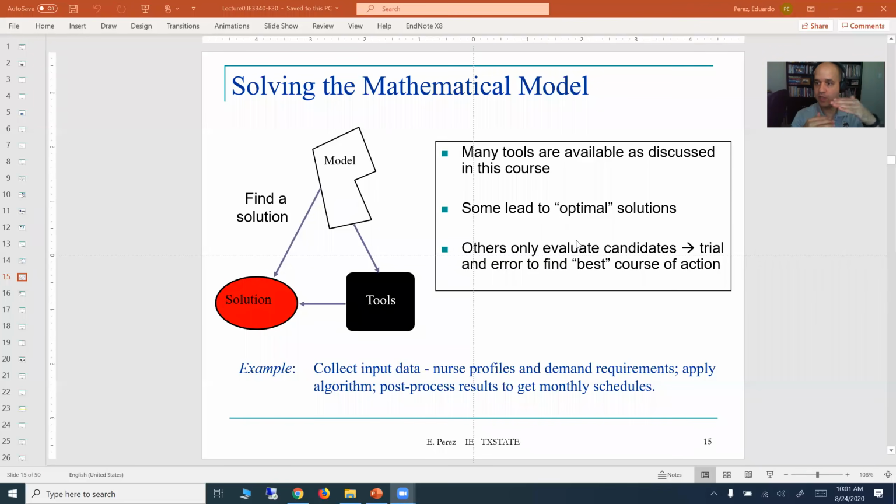There might be a difference in the quality of the solution, but a good enough solution is better than not having a solution at all. Again, that's from a practical perspective. So that's why I make this comment: some methods lead to optimal solutions, while others only evaluate candidates, trial and error, to find the best course of action. For example, collecting input data, nurse profiles and demand requirements, applying the algorithm, and then post-processing the result to get the monthly schedules.